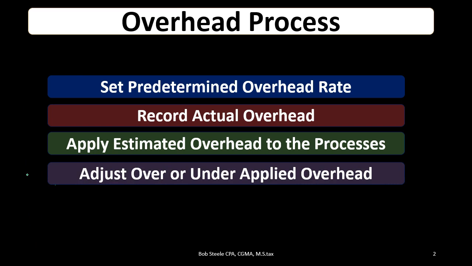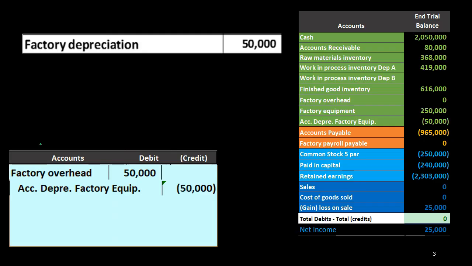And then we're going to have the adjustment for the over or under applied overhead. In other words, we still might have a difference between the actual and estimated overhead, and we'll have to apply that out. Here, we're going to be concentrating on setting up the predetermined overhead rate and using it to apply out the overhead to the proper process, the proper department.